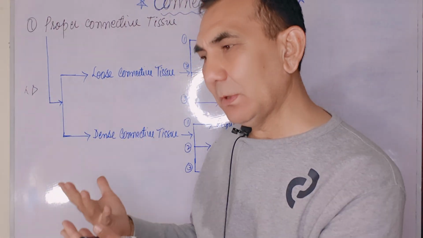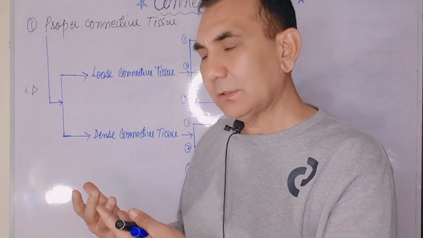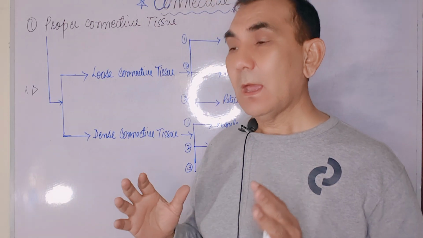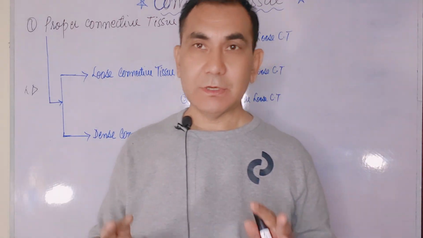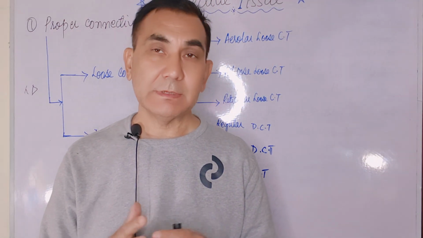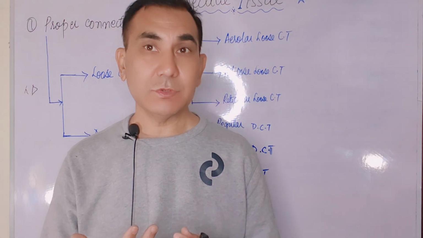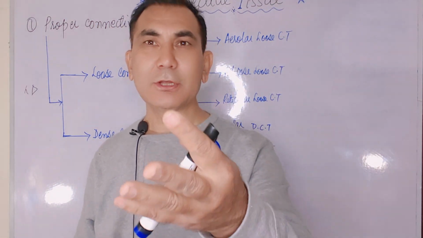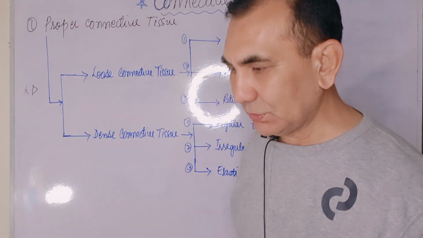In today's lecture we will learn further types and subtypes of the connective tissues. As we discussed in the previous lecture, the connective tissues are divided into three types. The first is the proper connective tissues, the second is the supportive connective tissues, and the third is the liquid connective tissues.